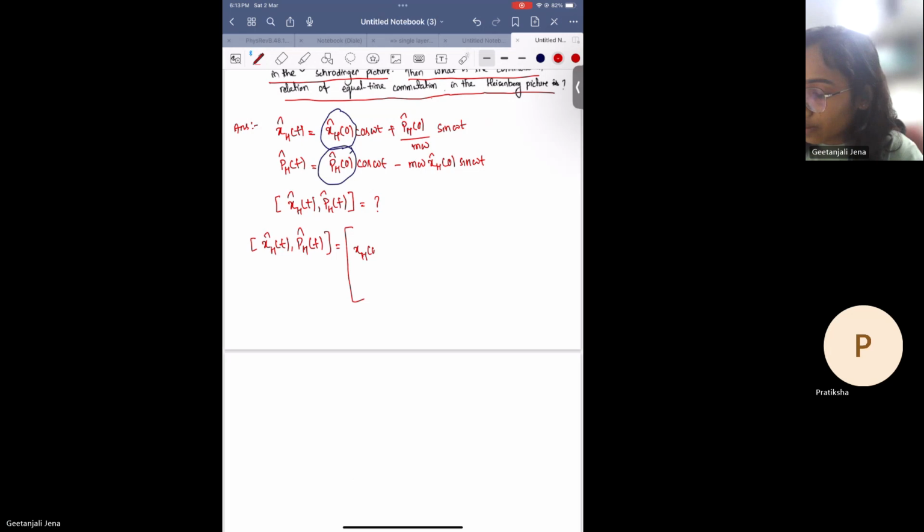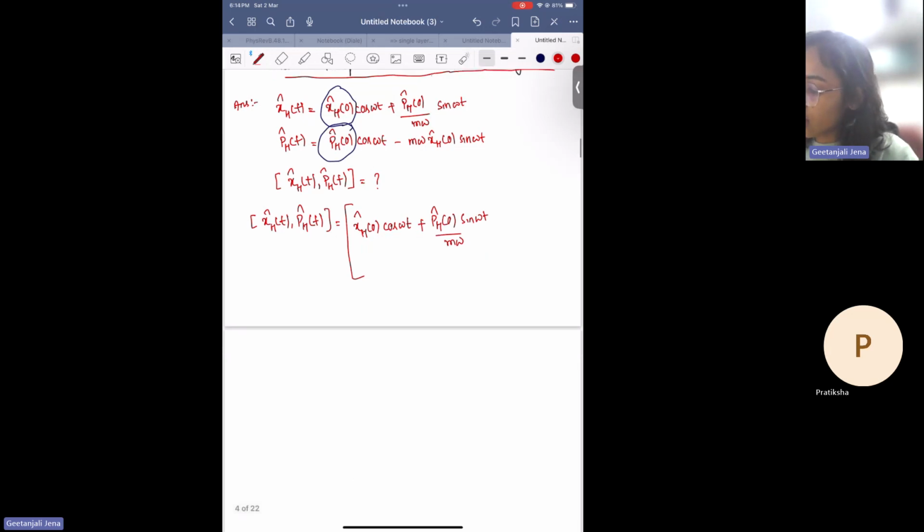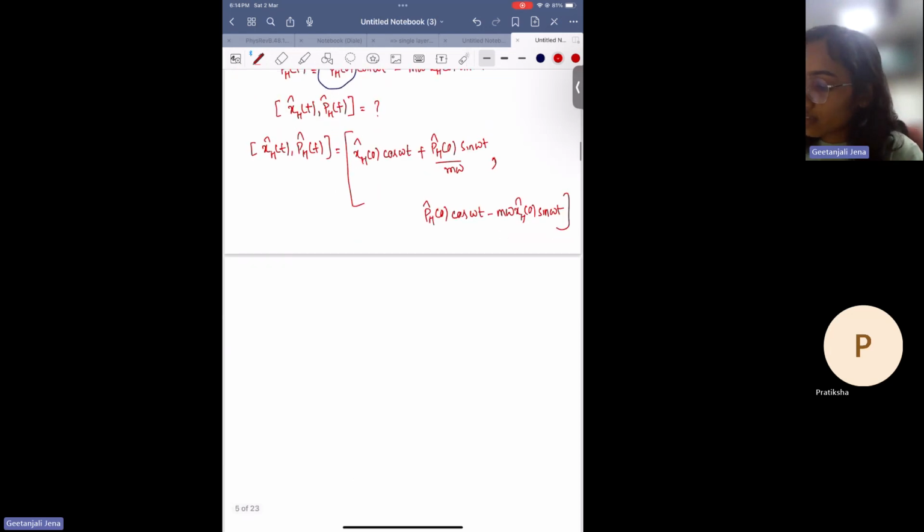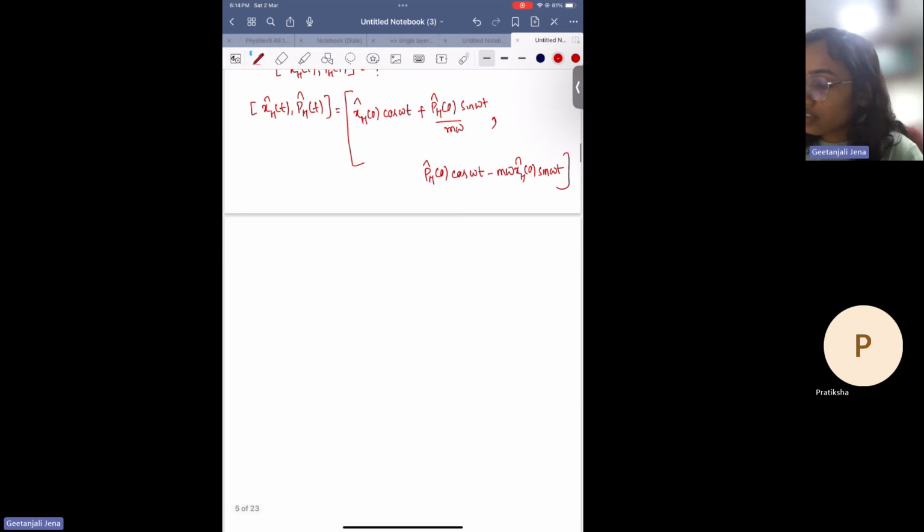So one is x0 cos omega t plus p0 sin omega t divided by m omega. And the other term is p0 cos omega t minus m omega x0 sin omega t. So you can see that each expression contains two terms. So you can write it as a plus b and c plus d.